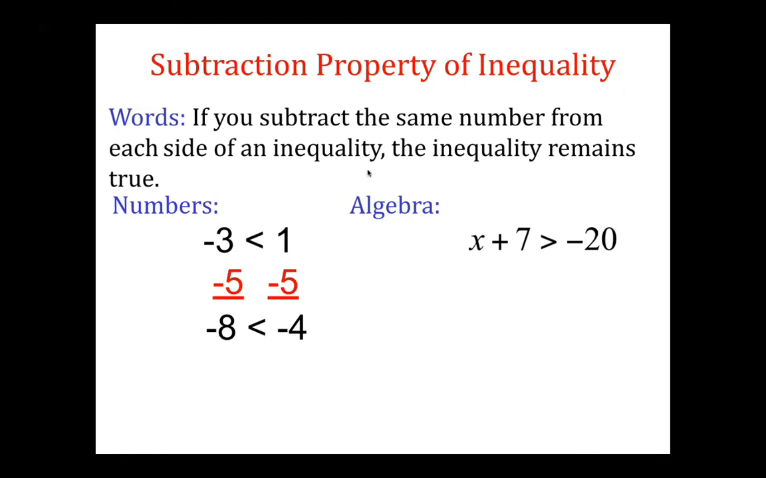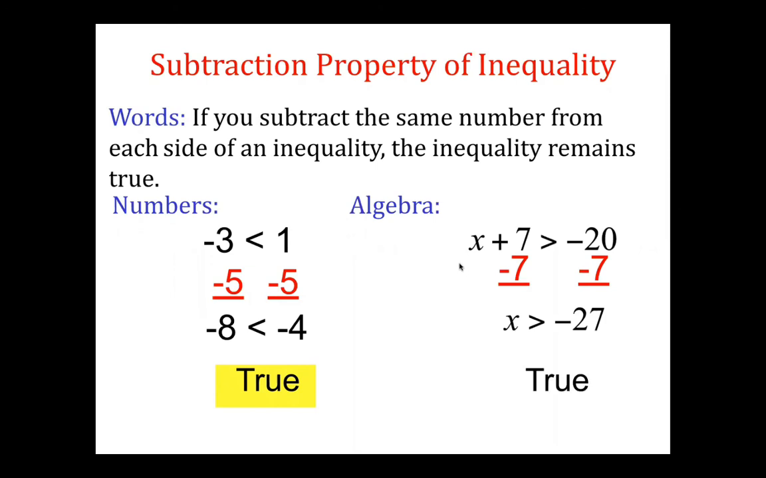And algebraically, if you wanted to isolate your x in your inequality, if you have addition, do the inverse operation of subtraction to cancel out 7. And if you do that, you're left with x is greater than negative 27.